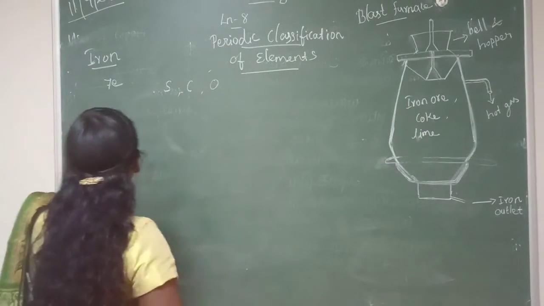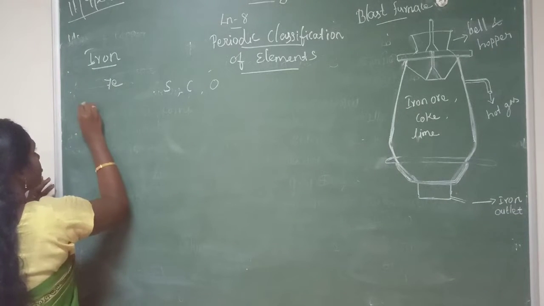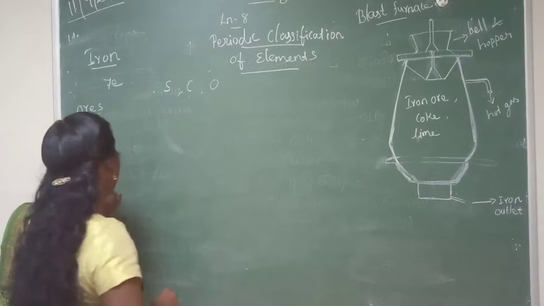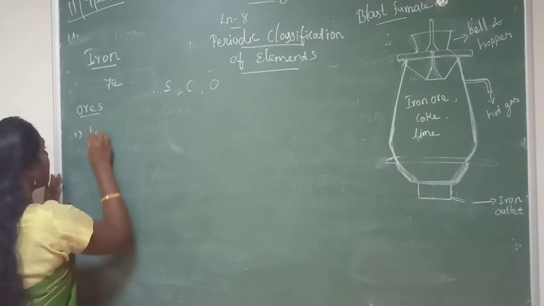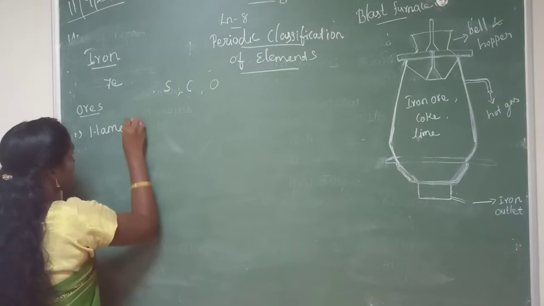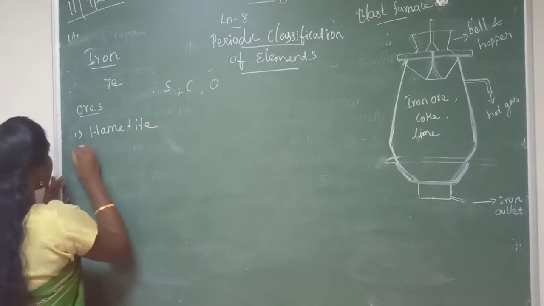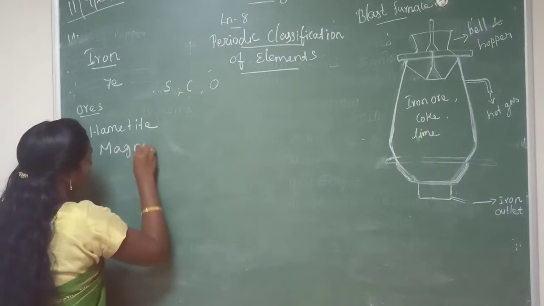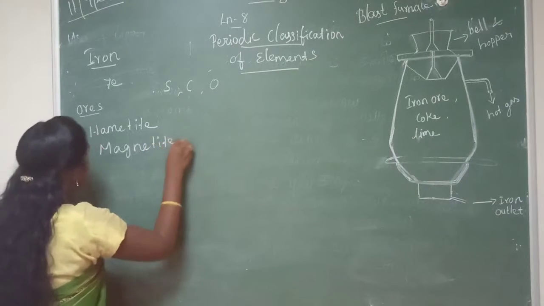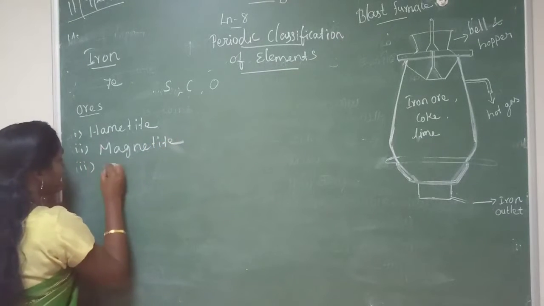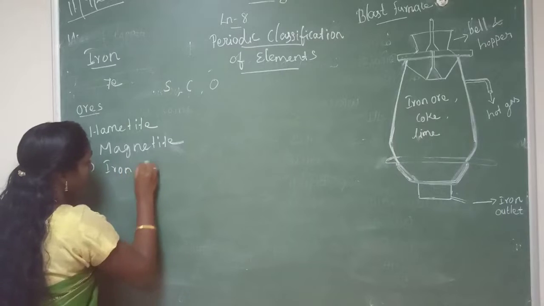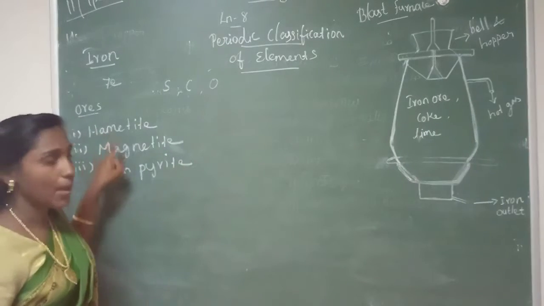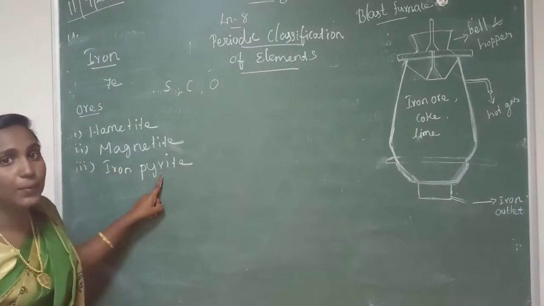We can see the ores of iron. Like aluminium and copper, here also there are 3 ores for iron. First ore is hematite. Second ore is magnetite. Third ore is iron pyrite. What are the ores of iron? Hematite, magnetite and iron pyrite.